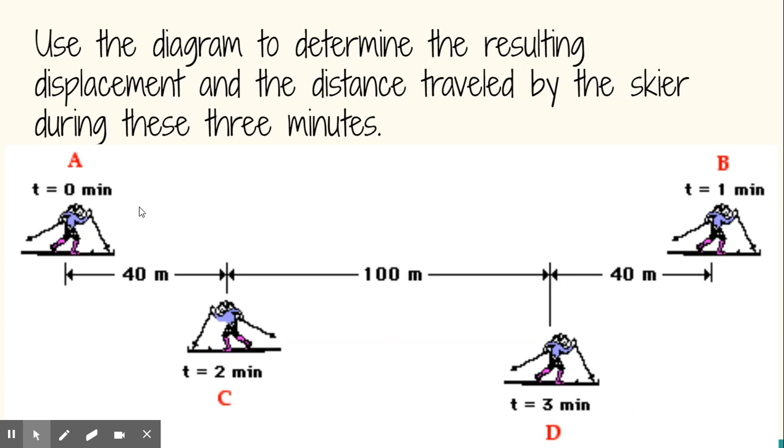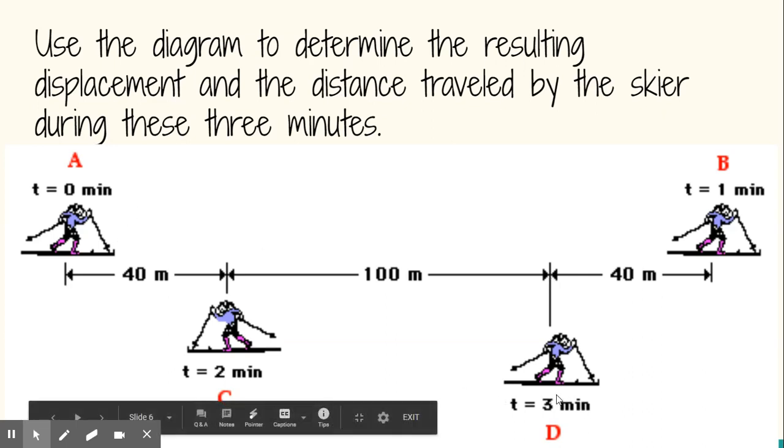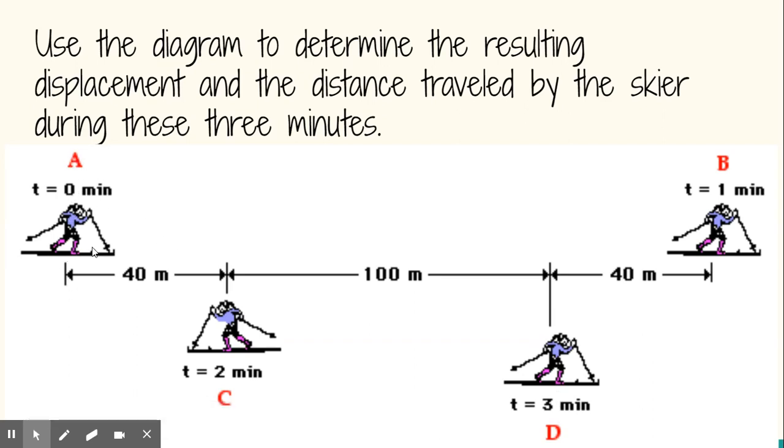However, if you look at his final location in reference to his original location over here at 0 minutes, he has only gone 40 plus 100 meters. That change in position overall is only 140 meters in the right direction, or the positive direction, as it's oftentimes called.